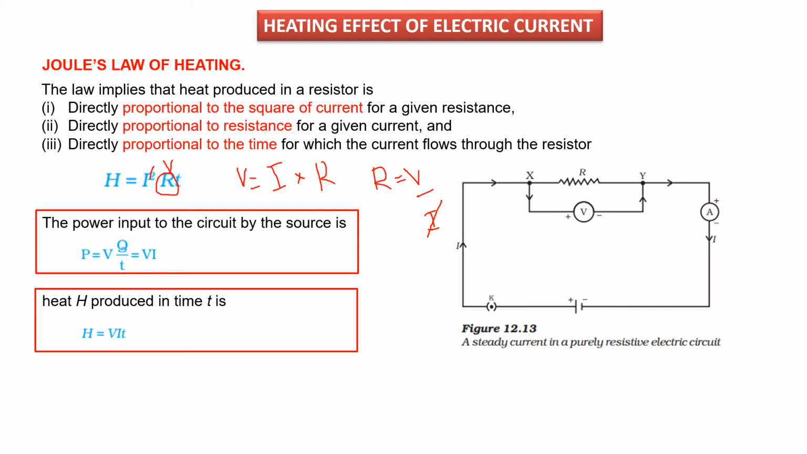So it becomes H is equal to I. One I is there. Then V is there. And T is there. We can just alter the formula here. So H is equal to IVT or VIT. See here, H is equal to VIT. That's it. Heat produced in time. That is H is equal to VIT.